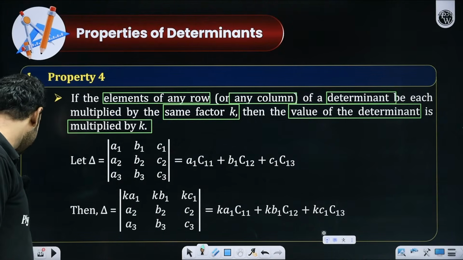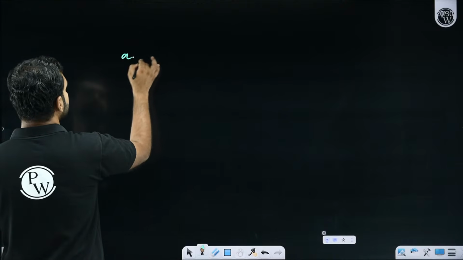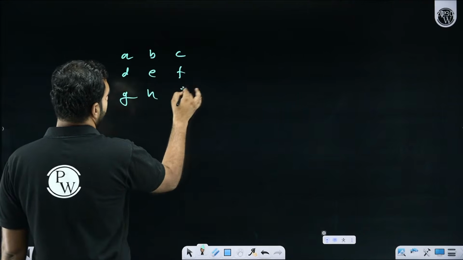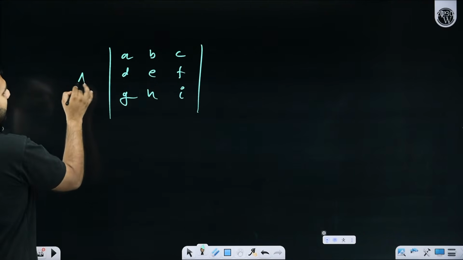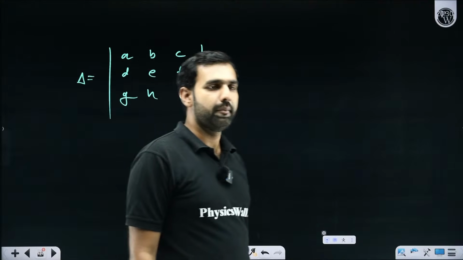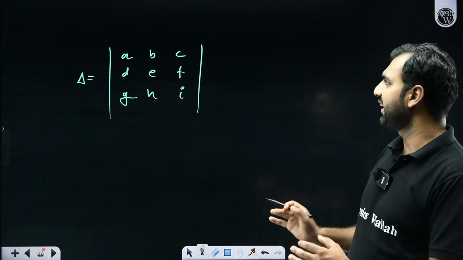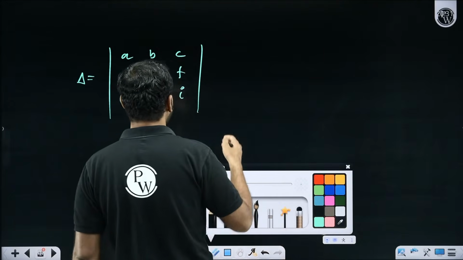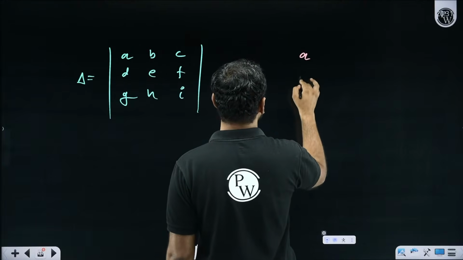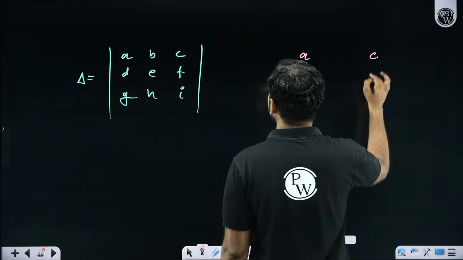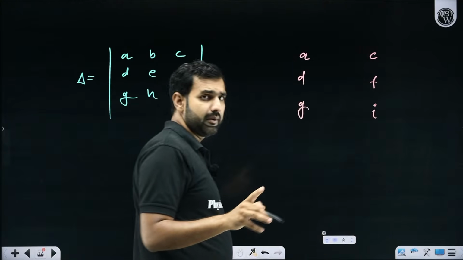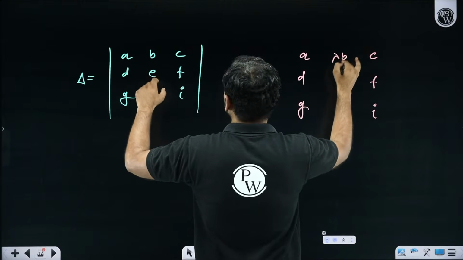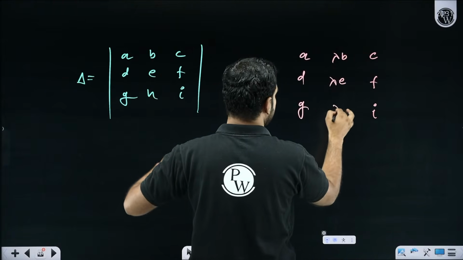Let's say there is a determinant given to you: A, B, C, D, E, F, G, H, I. Let's say this is a determinant denoted by delta. Now, I want to multiply any row or any column by a scalar quantity. Let's say I want to multiply the second column by lambda. So it becomes A, lambda B, C, and so on. If I'm multiplying the second column by lambda, as per the need of the question, this will be lambda B, this will be lambda E, and this will be lambda H.